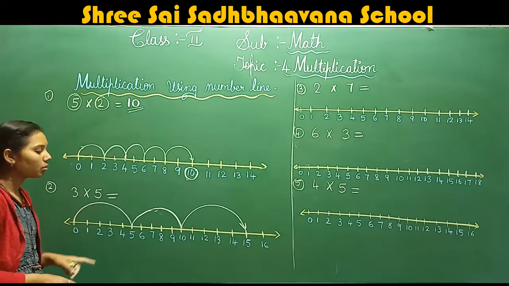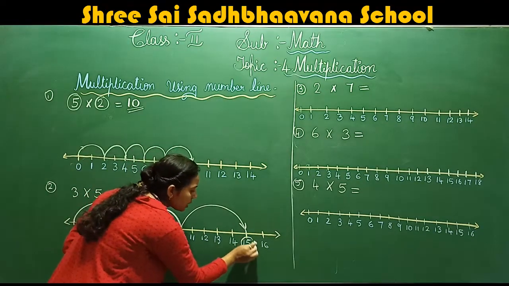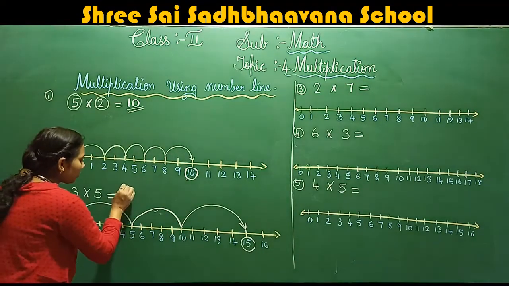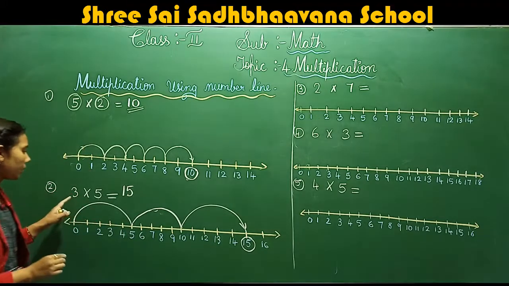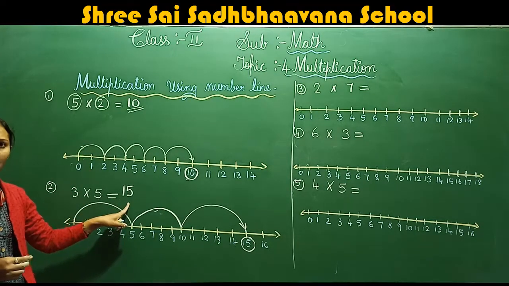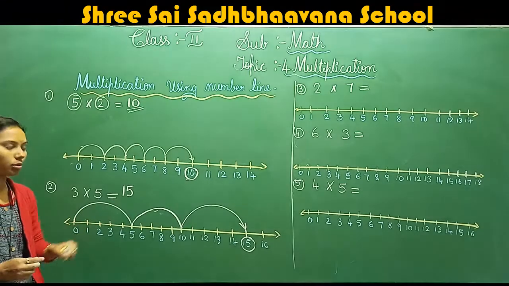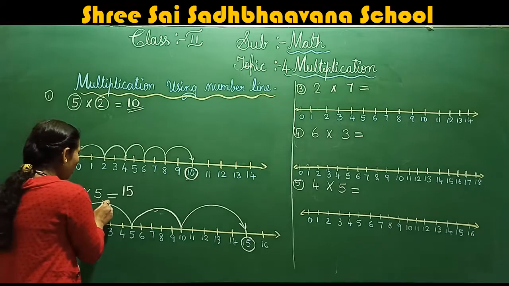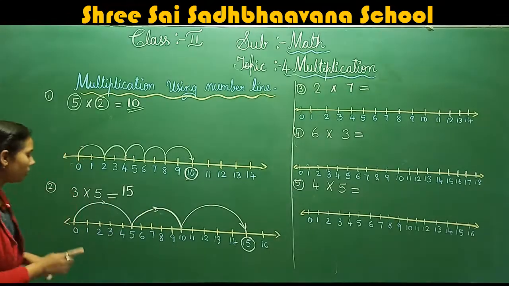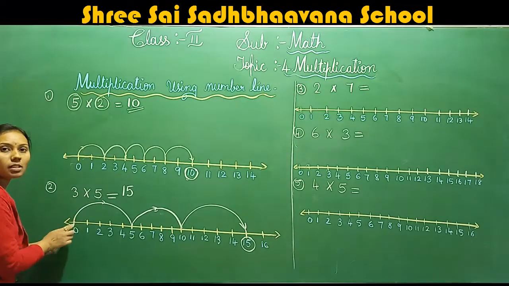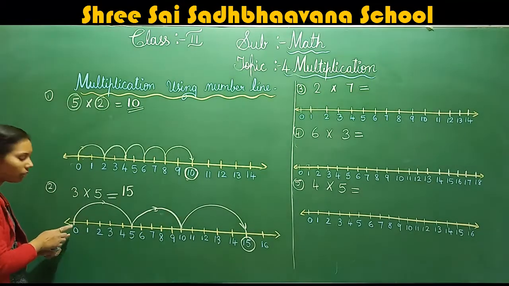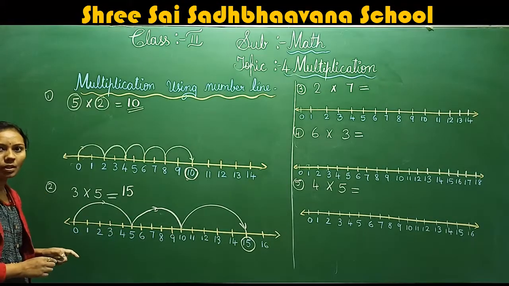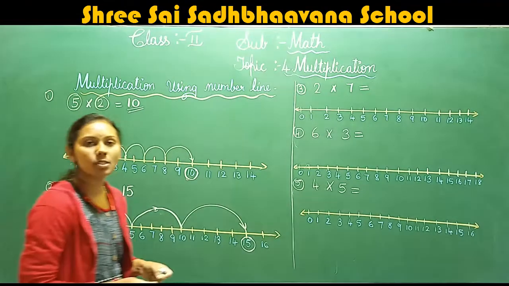Got it? So now the answer we got, the product we got is 15. So we are going to write 15 here. So that means 3 5s are 15. 3 times 5 is equal to 15. Got it? Okay. Let us see one more sum. Always when you are jumping the numbers, you should start with 0 only. From 0 only, you are going to skip the numbers. Got it, children?